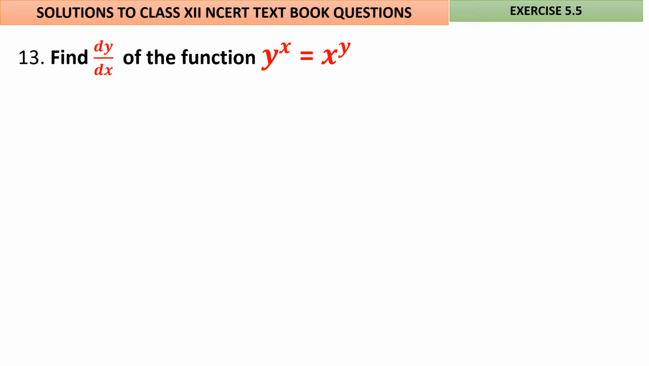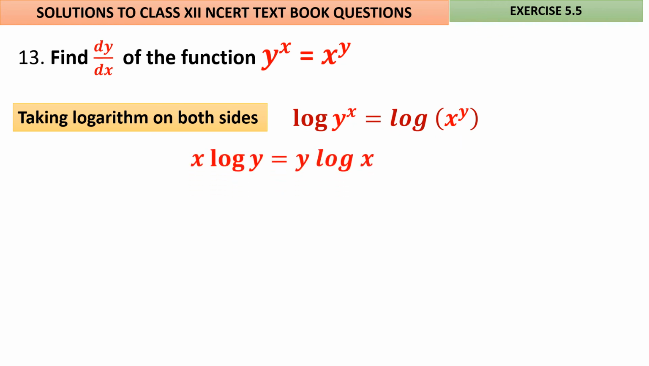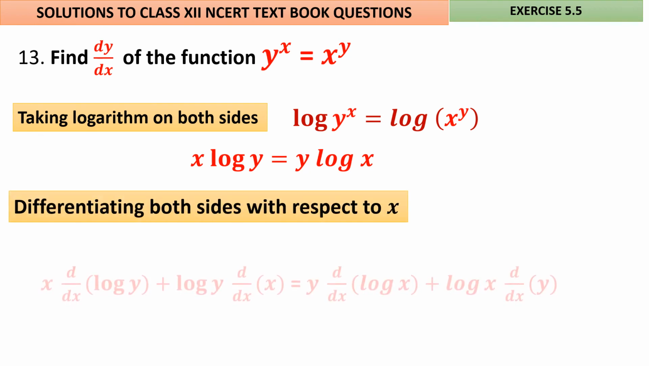Let us go to question number 13. y power x is equal to x power y. We can directly take logarithm on both sides. Log of y power x is equal to log of x power y. x is the power, therefore x log y. y is the power, therefore y log x.